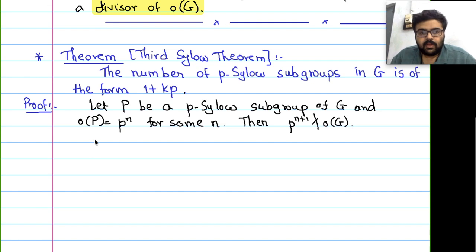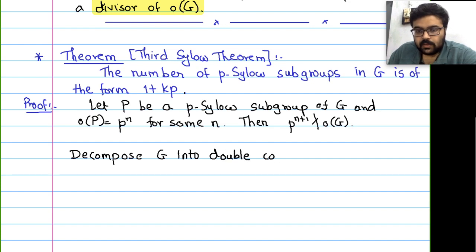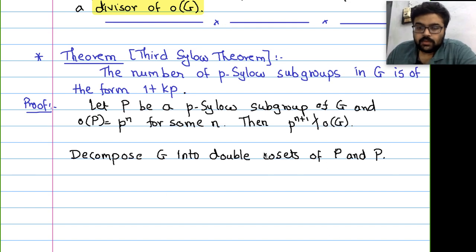So decompose G into double cosets of P and P. So what are the double cosets? PXP. So that double coset is of the form PXP. Right? So then we can write G in this form.